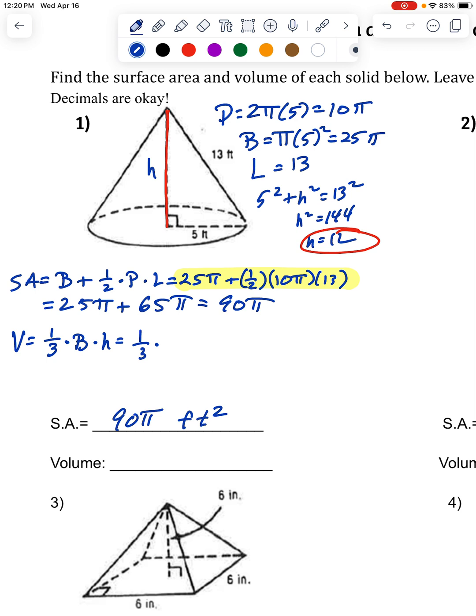1/3 times the area of the base, so times 25 pi times 12. And I would plug that into my calculator just like that. Remember, don't include the pi. Put parentheses around everything. You could also do 25 times 12 and then just divide by 3. You can plug in 1/3 in parentheses. So 1/3 times 25 times 12, and you should get 100 pi. Remember, this is volume, so it's feet cubed.